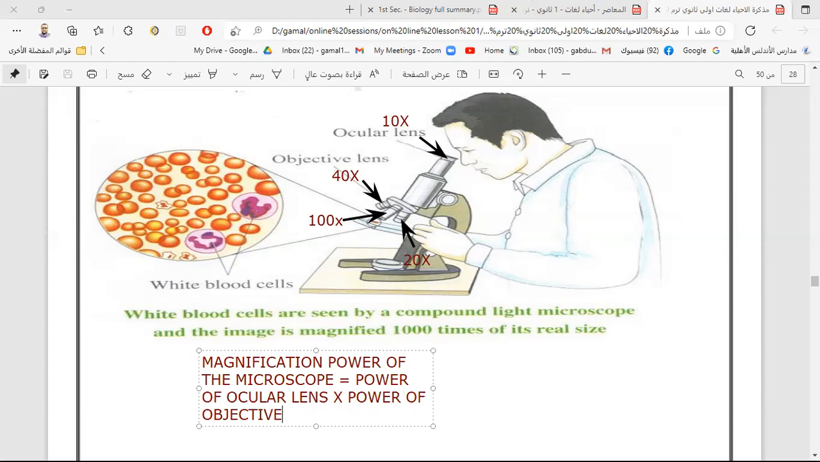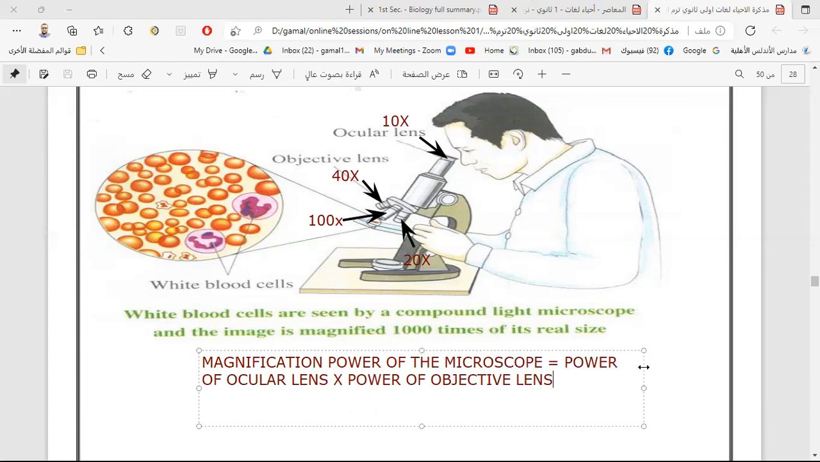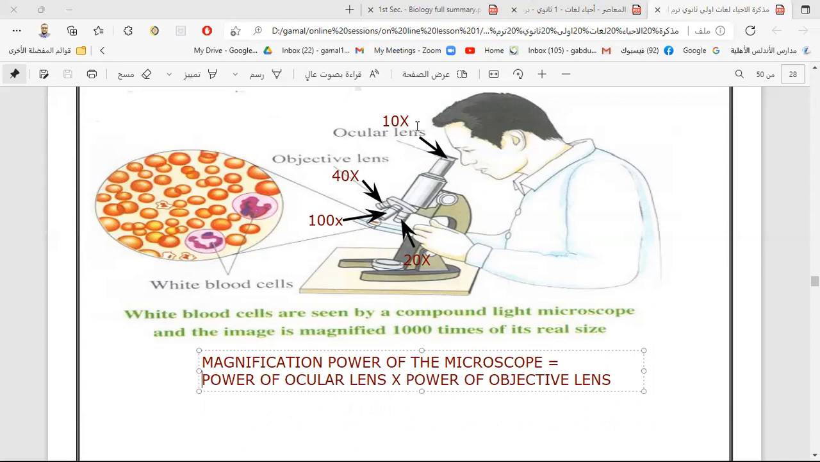So you change the power as you want. You can change the magnification of the objective lens, not the ocular lens, because the ocular lens has a fixed value. It has a fixed number, like 10x, for example. But you can change many times the power of the objective lens. You can use this one and this one and this one.